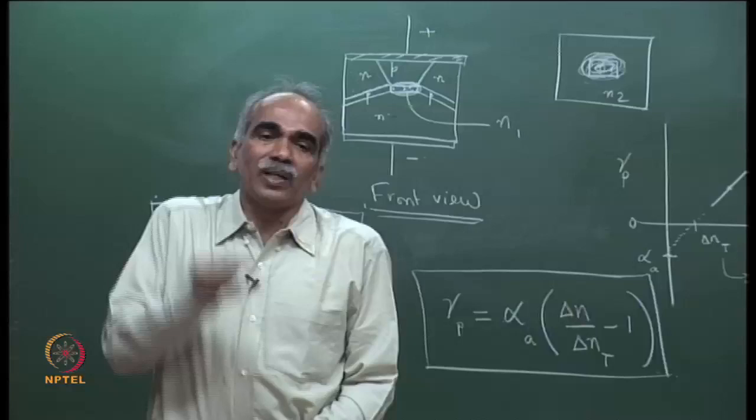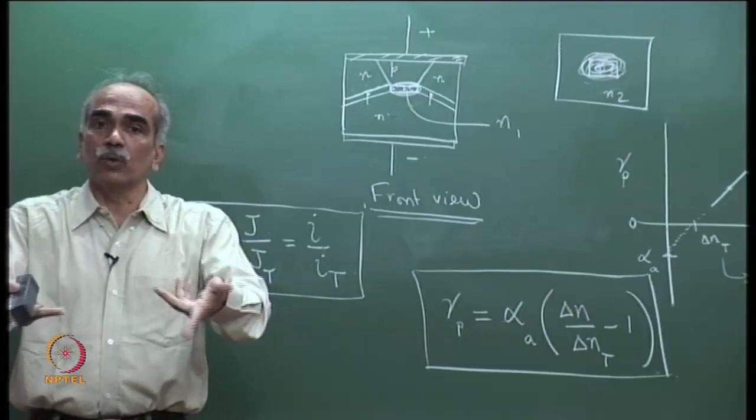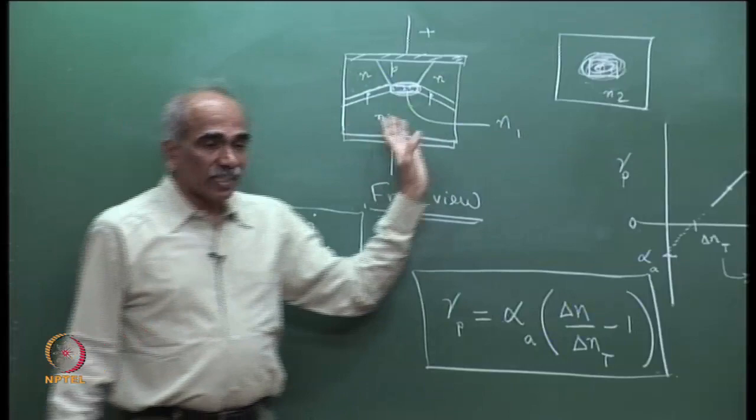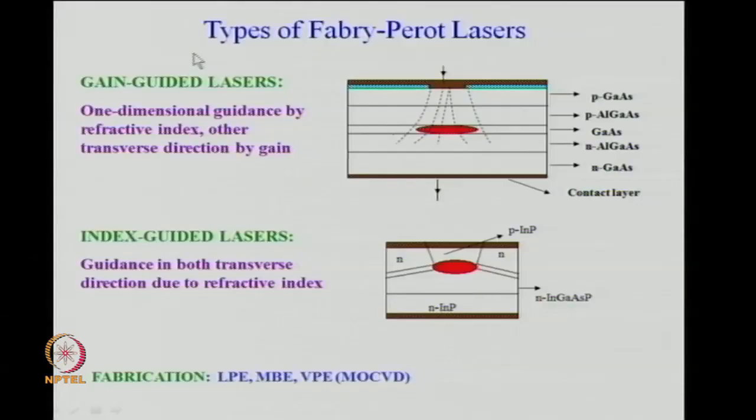One layer on another. Whereas to make such a structure, you have to use several processes of etching and regrowth. It's called etch and regrowth to achieve such a structure. Whereas in the gain guided laser, it is simply epitaxial layer deposition. And therefore, what would you expect? The gain guided lasers are much cheaper compared to the index guided lasers.